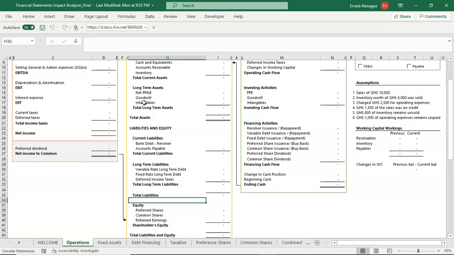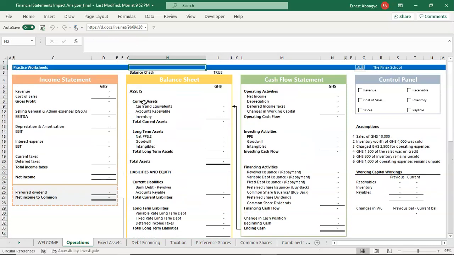Now the assets must be equal to the liabilities plus capital. That's why we call it a balance sheet. It must balance. It must always balance. A balance sheet that does not balance is not a balance sheet, because the thing has to balance.